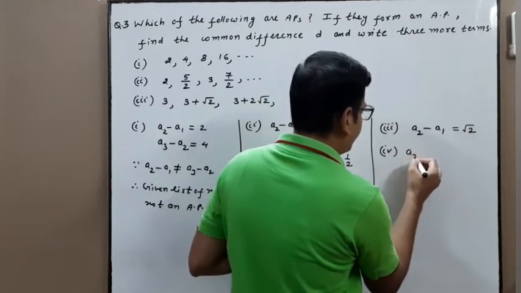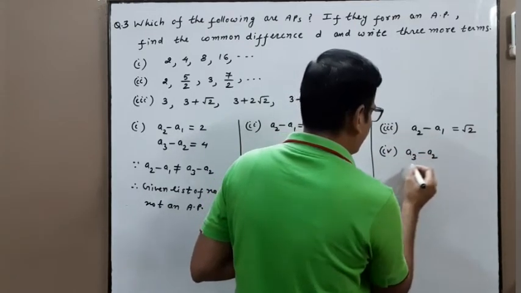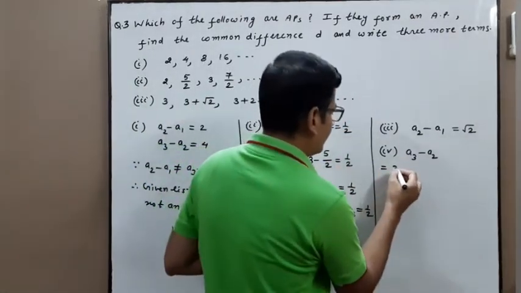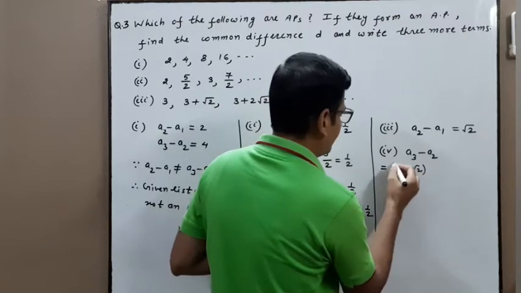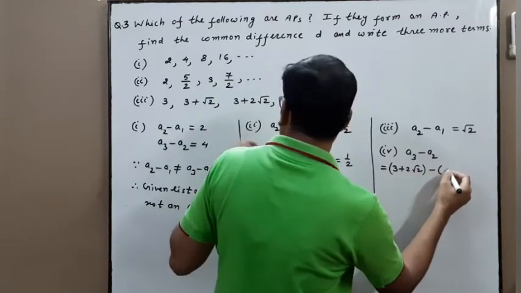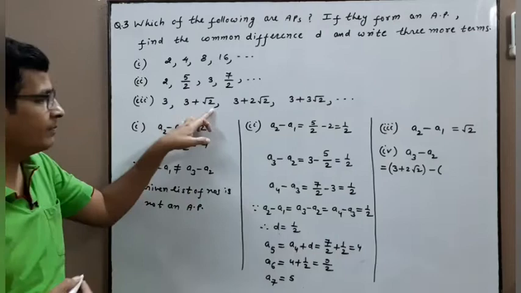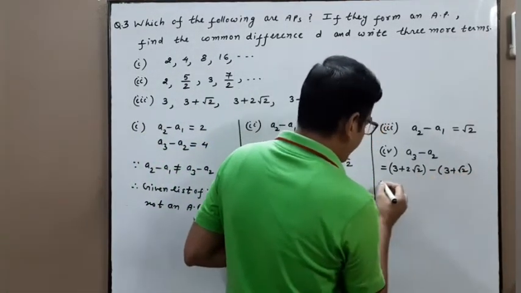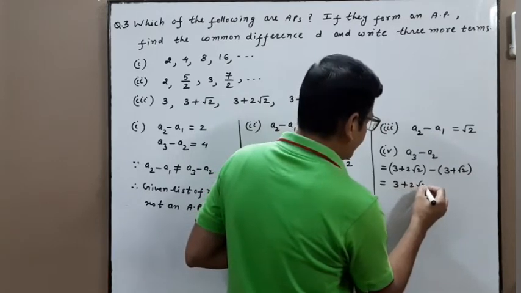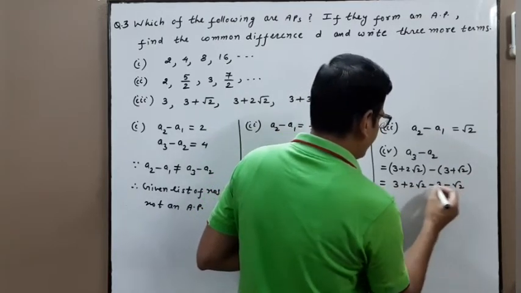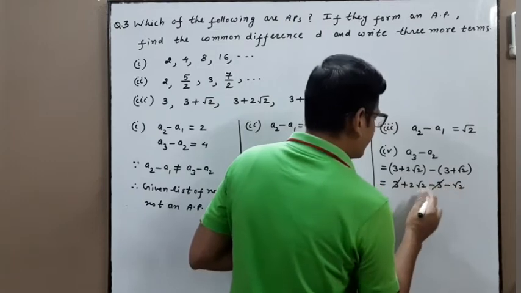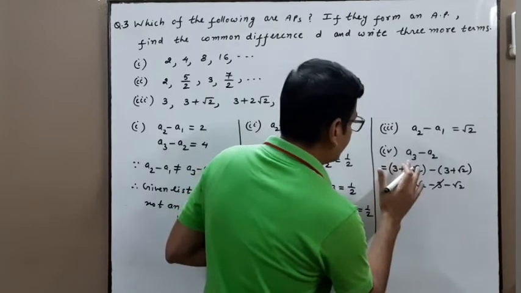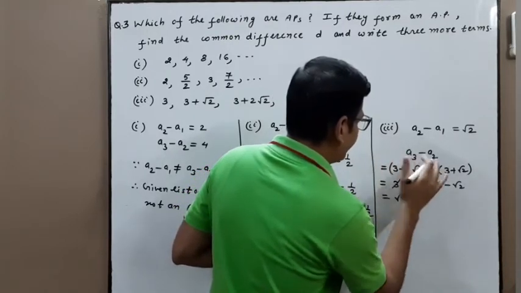Fourth part. a3 minus a2 is equal to, a3 means 3 plus 2 root 2, minus the bracket 3 plus root 2. When we open the bracket, we get 3 plus 2 root 2 minus 3 minus root 2. So 3 and 3 cancel, and 2 root 2 minus root 2 is root 2. Sorry, that was only a3 minus a2.